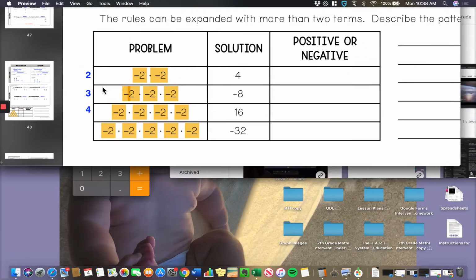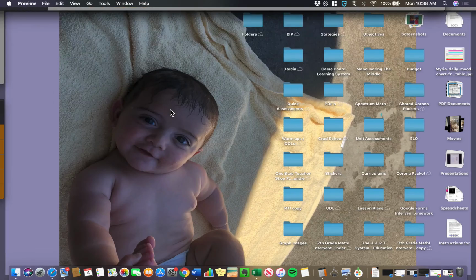And this one had, quick picture of my son. There he is, my man.